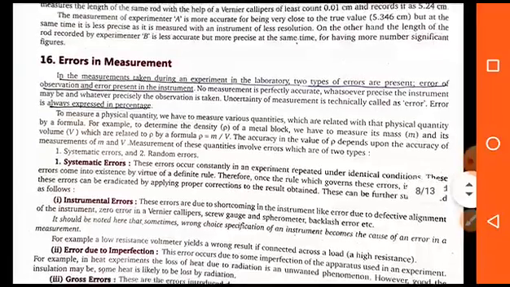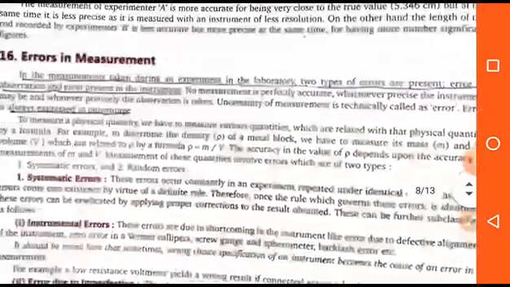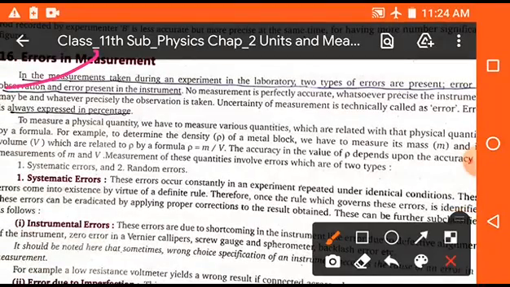So students, in the measurements taken during an experiment in the laboratory, two types of errors are possible. First is error present in the instrument, second is error due to observation. It means that if we are making any observation, then error can be possible, or it can also be possible that the instrument is not good, and that's why the error is produced. Clear? So here we will discuss some types of error. First is systematic error and second is random error.